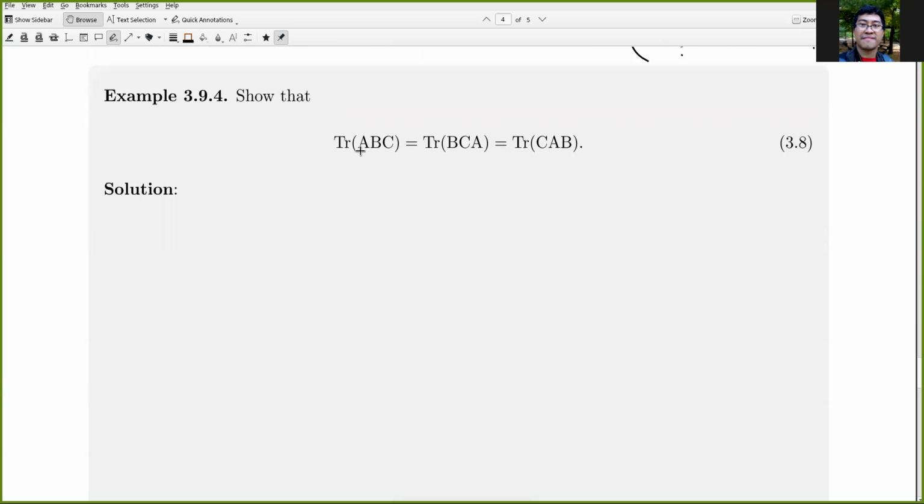Show that the trace of ABC is equal to the trace of BCA equals the trace of CAB, basically making a cyclic permutation ABC, BCA, CAB. Let's see if the traces are similar. To do that, let's expand the trace of ABC. That would be the sum of all i, A, B, C, i.